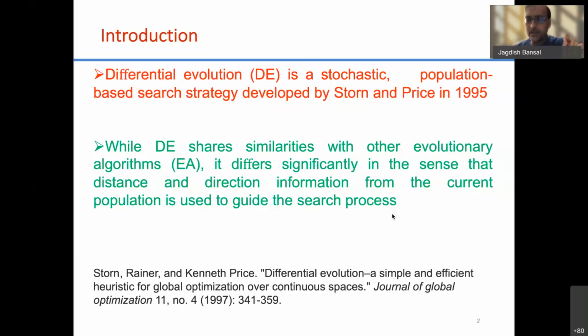Many of you must have heard about the genetic algorithm, right? The genetic algorithm is an evolutionary algorithm. It's a purely evolutionary algorithm because it has a selection operator, crossover operator, and mutation operator. So selection, crossover, and mutation are the evolutionary operators. The same operators are also used in differential evolution, and therefore it is an evolutionary algorithm also. But there is a change.